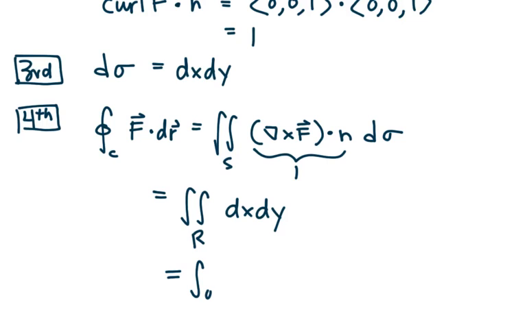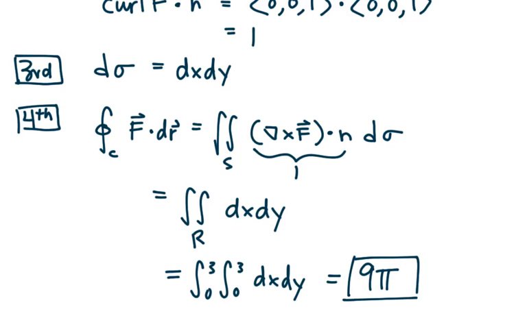So setting that up, since it's a circle of radius 3, we've got the double integral over the disk of radius 3 of dx dy, and all this is the area of a circle with radius 3, which is pi r squared, pi times 3 squared, or 9 pi. So this value represents the circulation of the field around the curve in the counterclockwise direction across that surface. So that's how we use Stokes' theorem to evaluate an integral.